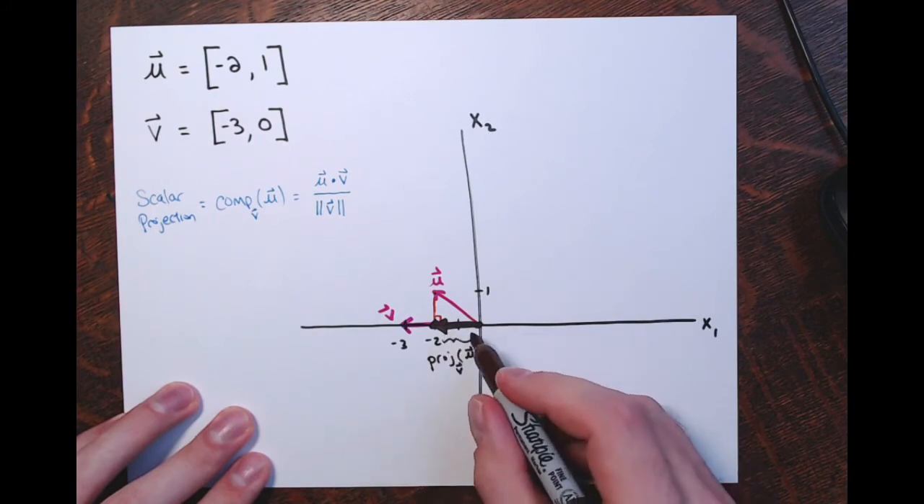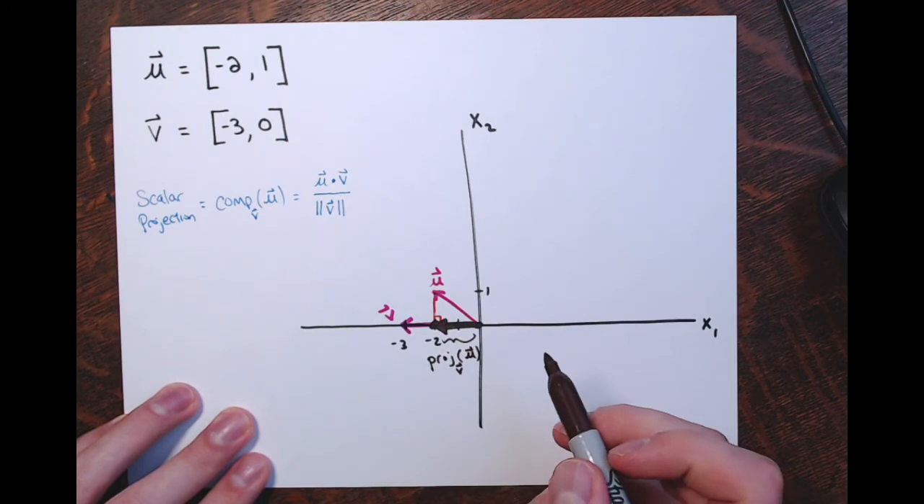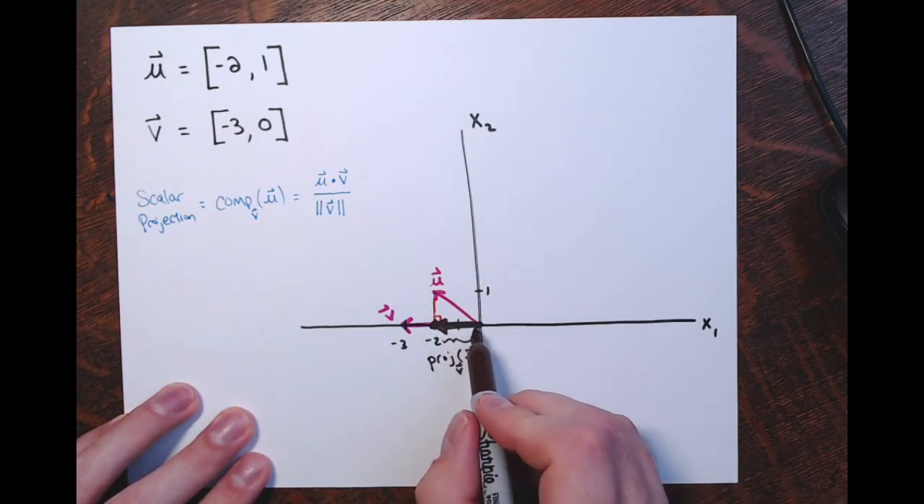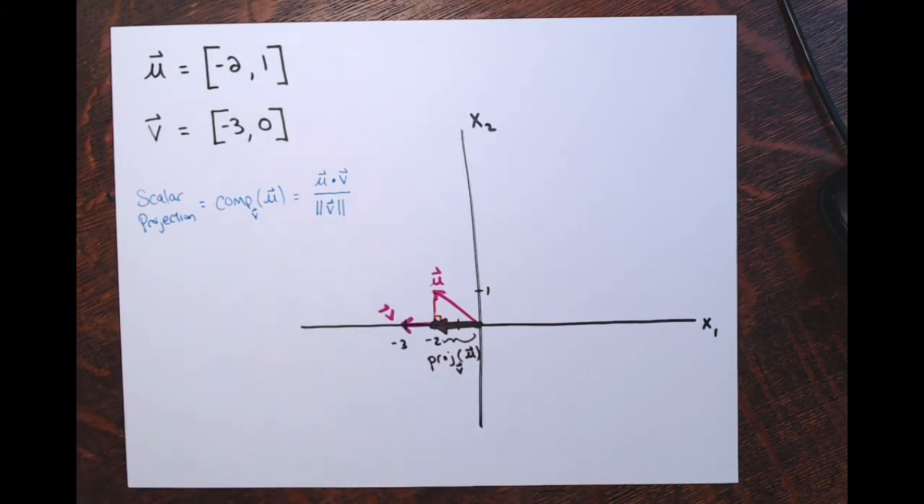This is the vector -2, 0. It's just 2 left, 0 up. And its length is 2. And it's pointing in the same direction as v, so this component will be positive, you'll see. All right, and let's check that out. Let's go through the formula.